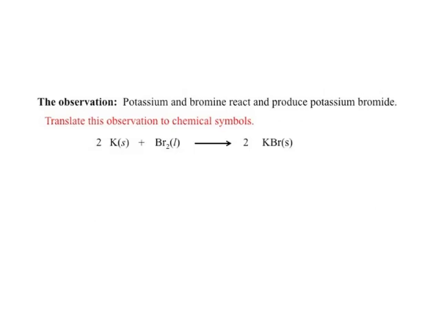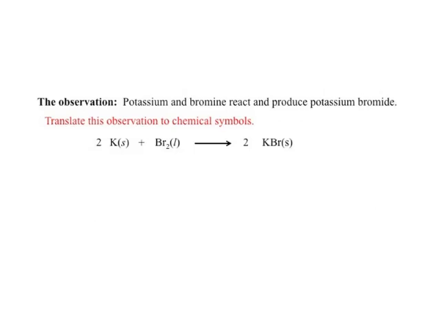And you produce potassium bromide. How do you write potassium bromide? You need to know it should be KBr. It's not KBr2 and it's not K2Br. Once you write the observations in chemical symbols, now you need to look at both sides of the chemical equation. Make sure the left-hand side and right-hand side have the same number of atoms for each element.